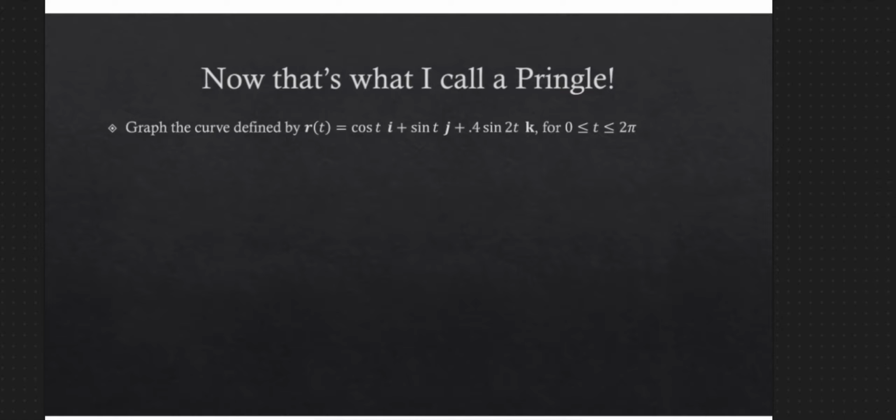Hello and welcome back. In this video we're going through an example of graphing this curve. It's defined by cosine t i plus sine t j plus 0.4 sine 2t k. So again, we could think of this in its component form as cosine t, sine t, and then 0.4 sine 2t, and we're just going to graph this for t between 0 and 2 pi.